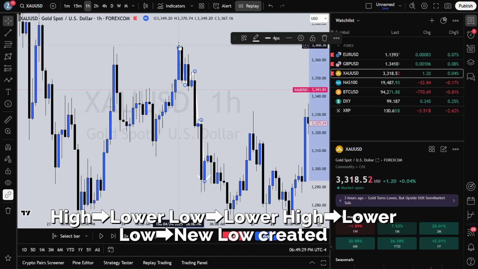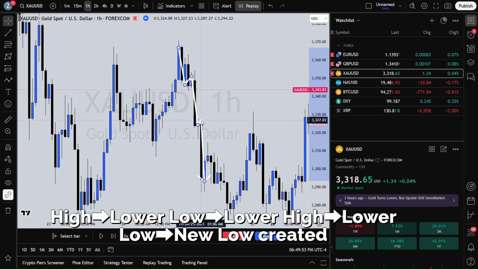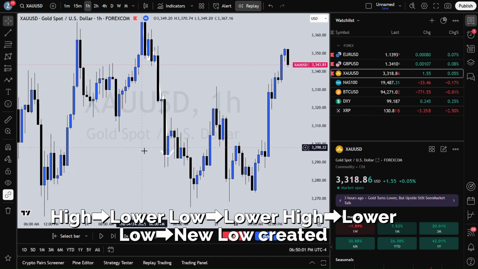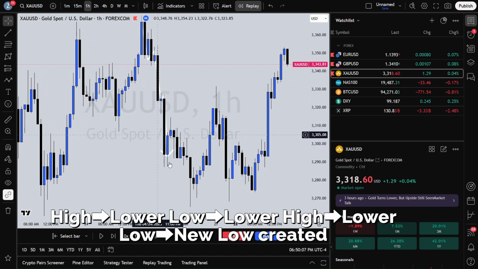So again, we have a high, lower low, lower high. Let me fix it to where it is. Sorry, to start from the beginning. So we have a high, lower low, lower high, lower low. This candle right here, you cannot see it because it's covering, but this tiny blue candle formed a lower high. And as you can see right here, a new double top and a new double bottom was formed. That new low was created.